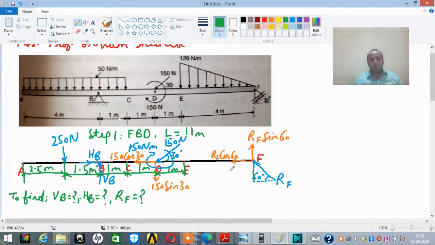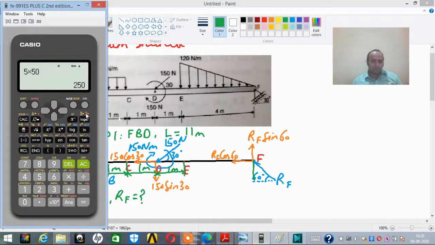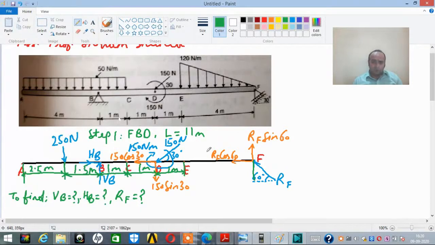Last but not the least, from E to F, first of all I will be converting this uniformly varying load, that is triangular loading, into a point load. How will it get converted? It will be the area of a triangle, half into 4 into 120. So 0.5 into 4 into 120, and the value is 240 Newton.